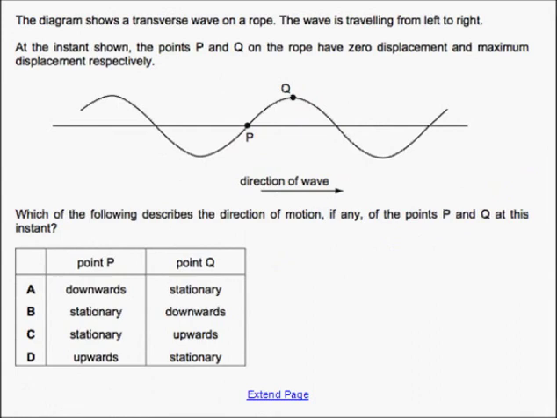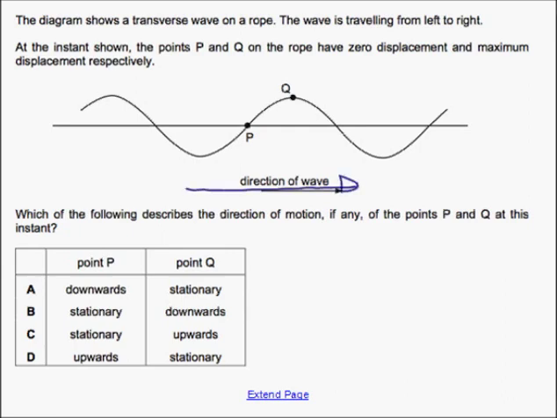The diagram shows a transverse wave on a rope. The wave is traveling from left to right. At the instant shown, the points P and Q on the rope have zero displacement and maximum displacement respectively. Which of the following describes the direction of motion, if any, of the points P and Q at this instant? Just have a think about this. The direction is going this way.